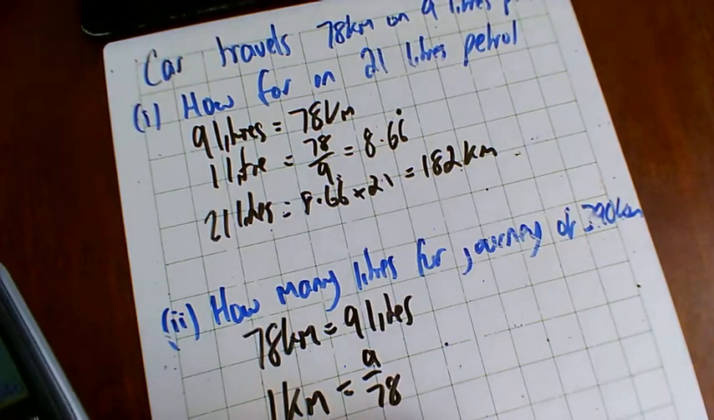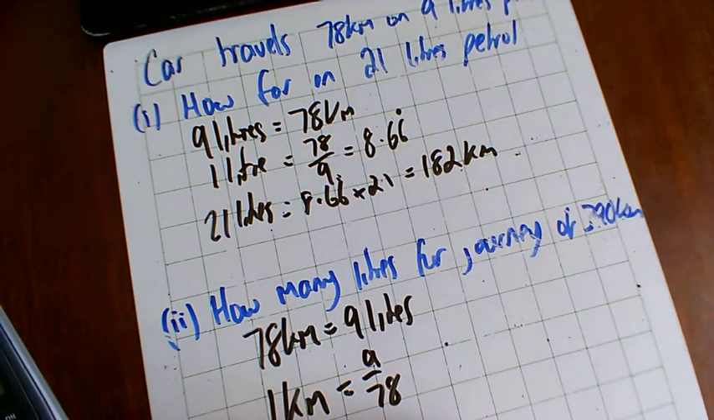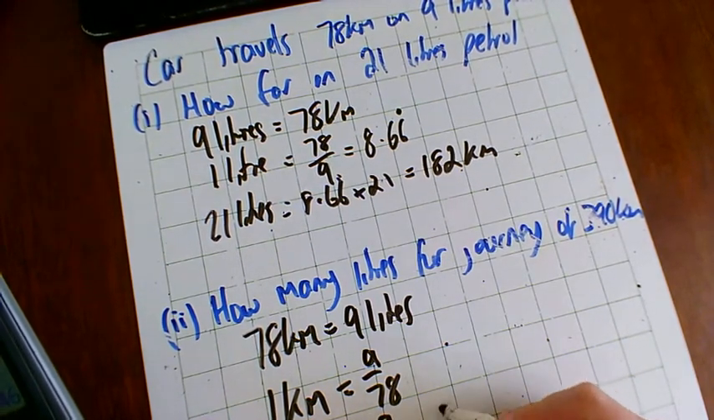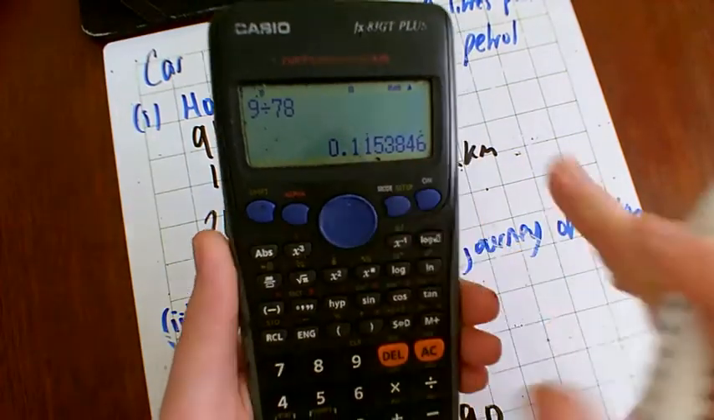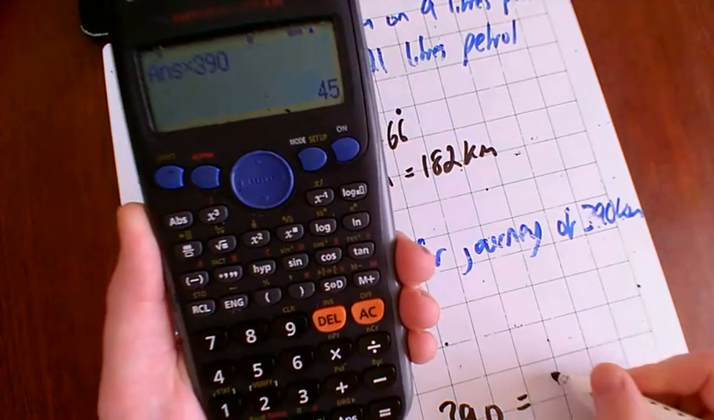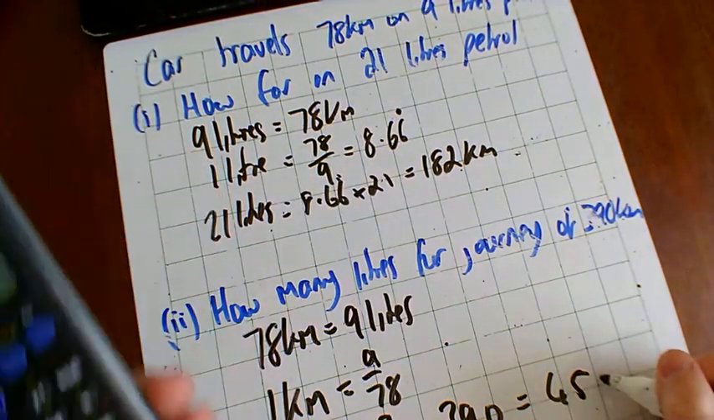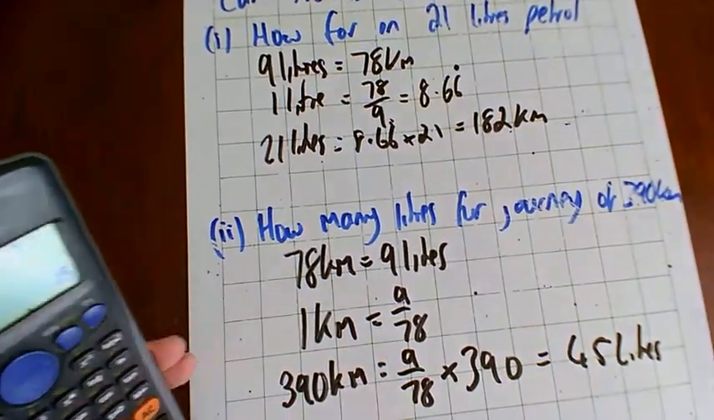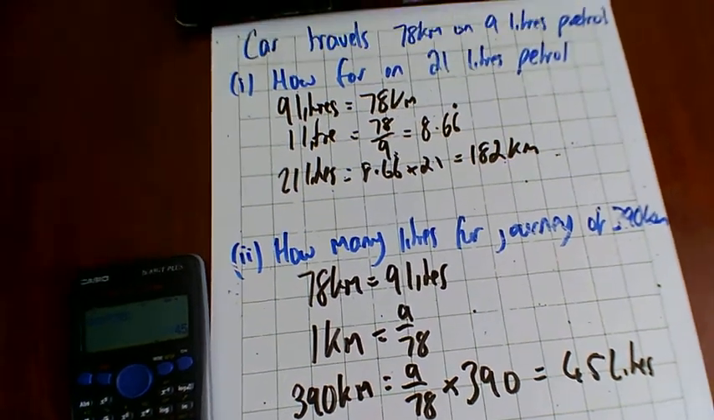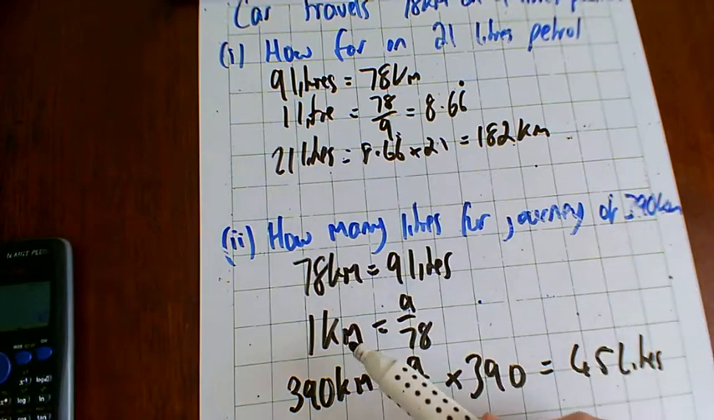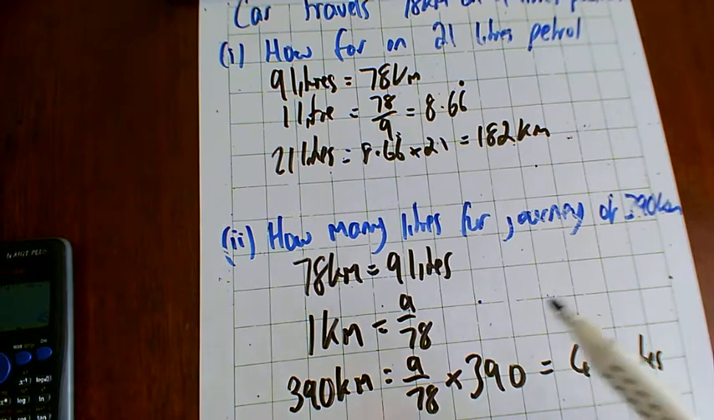Then 390 kilometres is going to be 9 over 78 times 390. I've just still got it on my calculator, there's no need to write that down. Times by 390 equals 45. So you would expect to use 45 litres of petrol in that 390 kilometre journey. And again, if you can see the relationship between some of the numbers, you mightn't have to find what one is. But I'm showing you what's called the unitary method, where you find out one unit, and this will work for all of them.